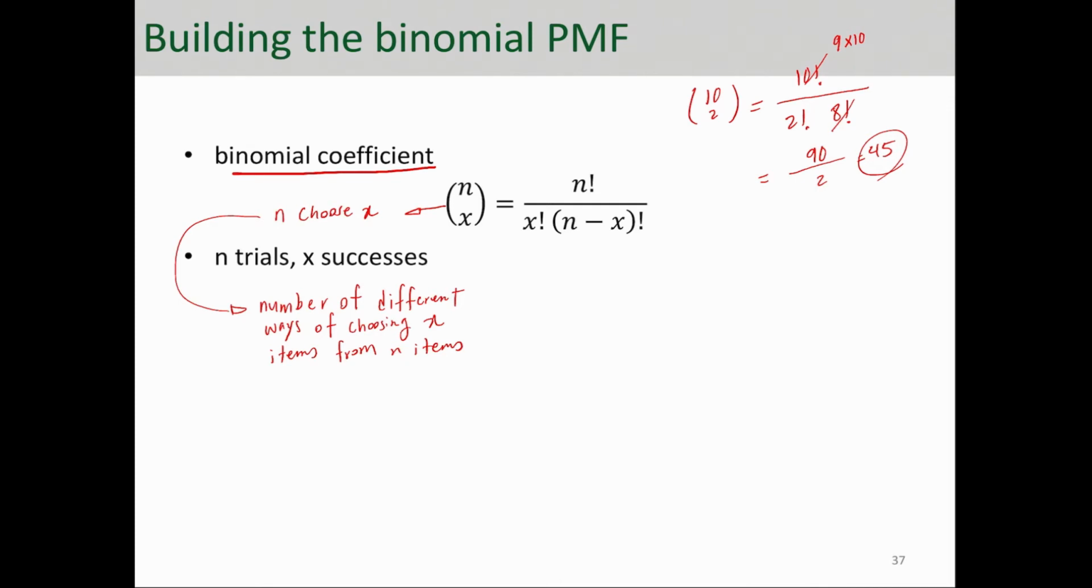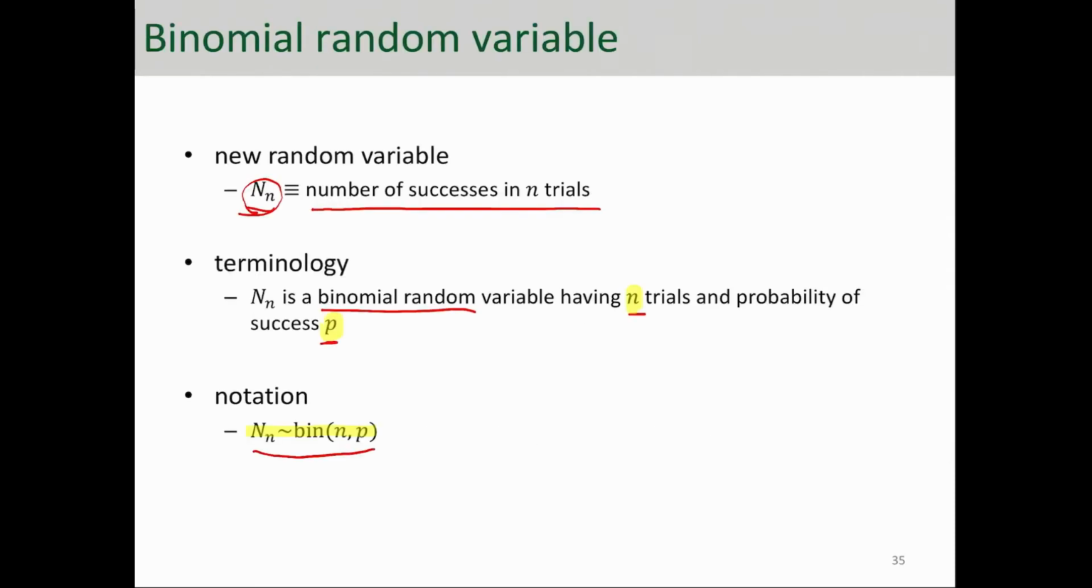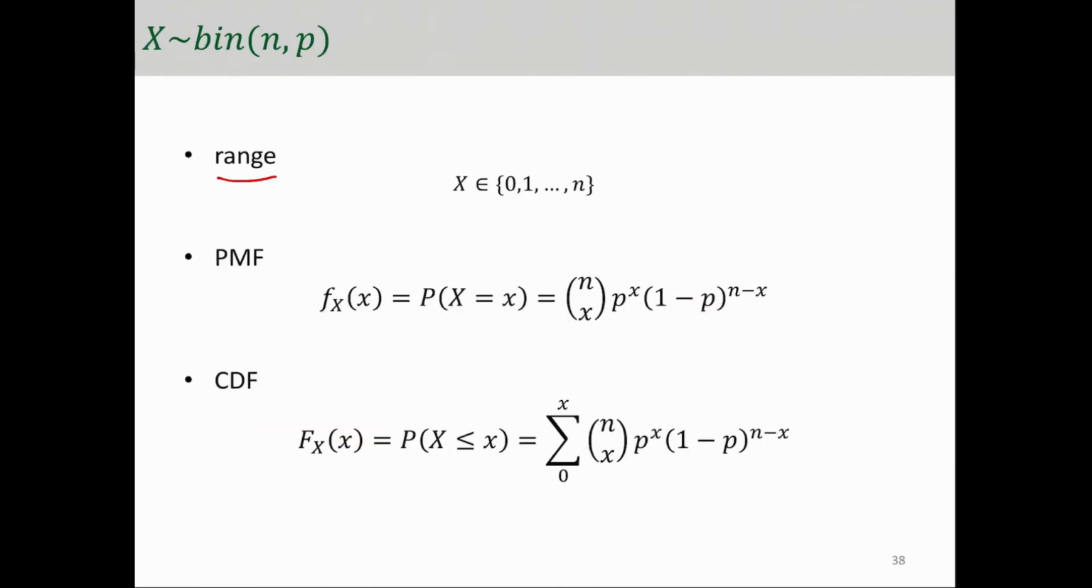So given that, let's look at the PMF and CDF of binomial random variable. So here, first, what is the range of a binomial random variable? Well, let's go back. Binomial random variable is the number of successes in n trials. In n trials, how many successes can you possibly get? You can have 0 successes, 1 success, all the way to n successes. So therefore, the range of binomial is from 0 to n.